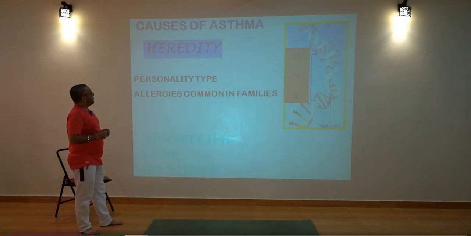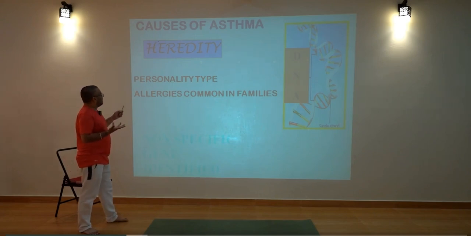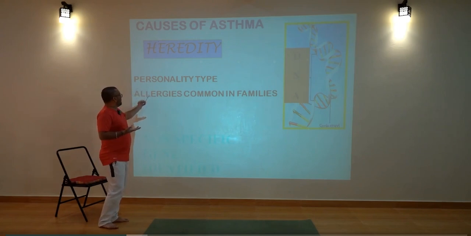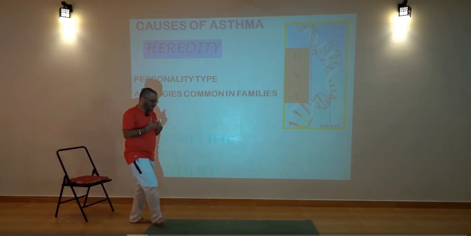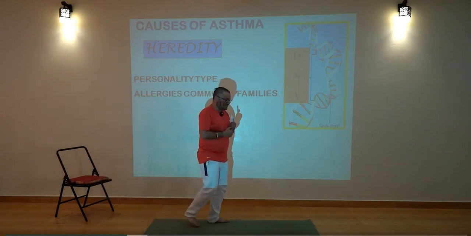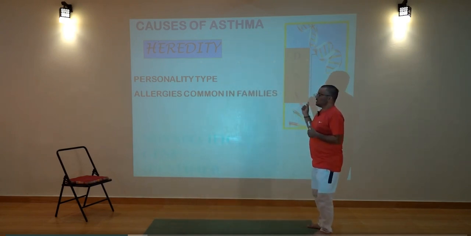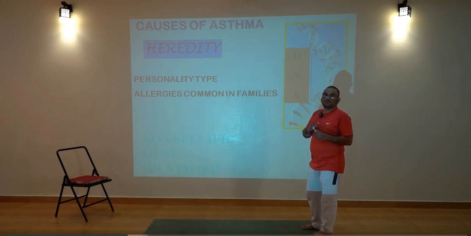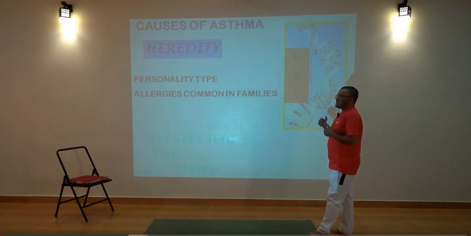The causes of asthma. One is heredity, the DNA, which we call genetic, genes. Personality type, allergies, common in families. Sometimes in the DNA, asthma is genetic. There is a DNA code that matches, so it is in the deoxyribonucleic acid. So it's genetic.